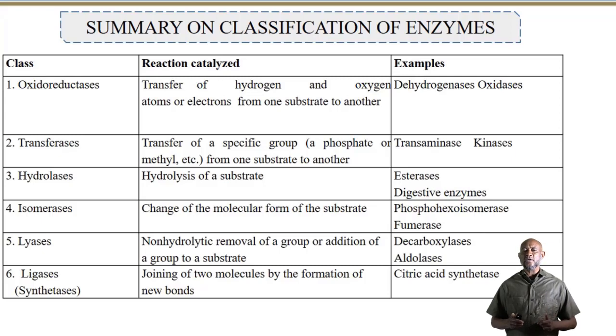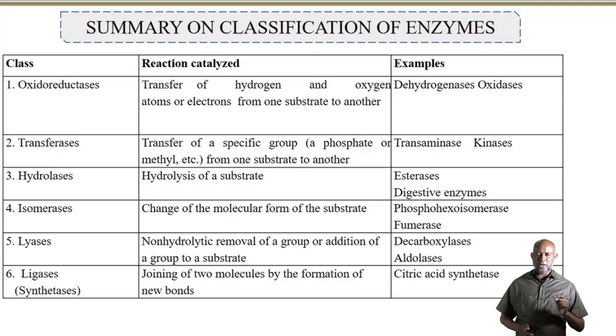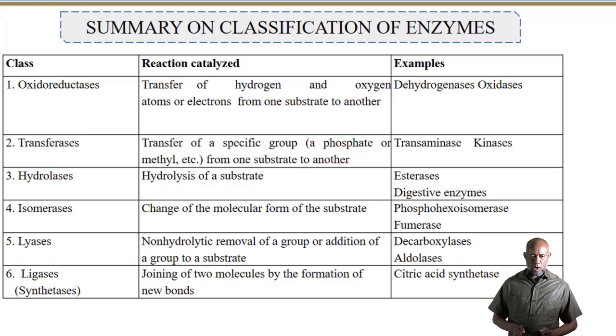Remember, all digestive enzymes are involved in hydrolysis reactions. Therefore, they are said to be hydrolases. Isomerase changes the molecular form of the substrate. Phosphoenolpyruvate isomerase and fumarase are the typical examples. And the next one is lyase: non-hydrolytic removal of a group from, or addition of a group to, a substrate. That is decarboxylase and aldolase. And the last one is said to be ligase, joining, synthesis, the joining of two molecules by the formation of new bonds, such as citric acid synthase.